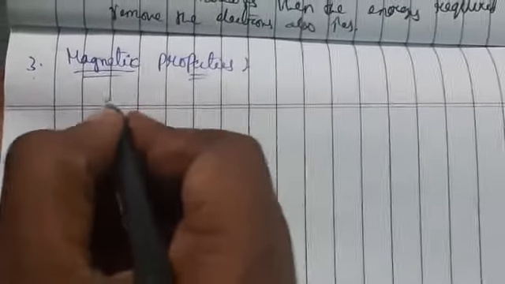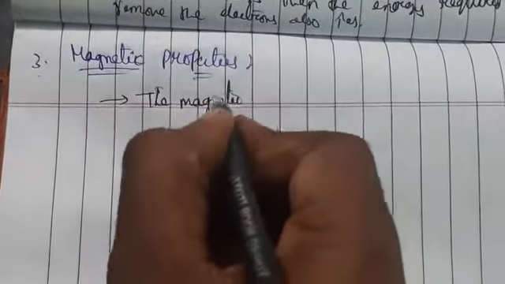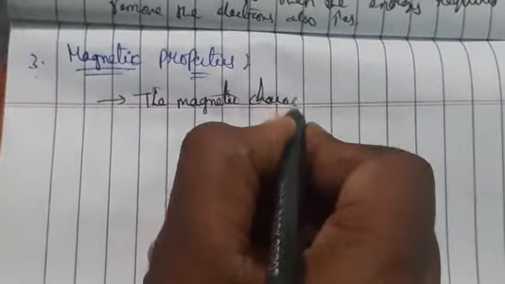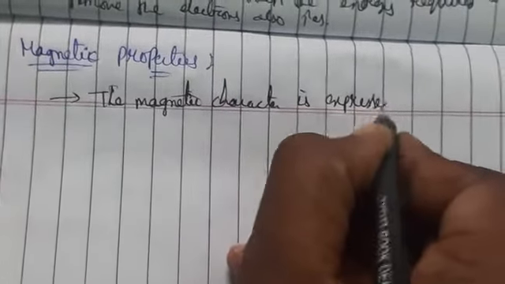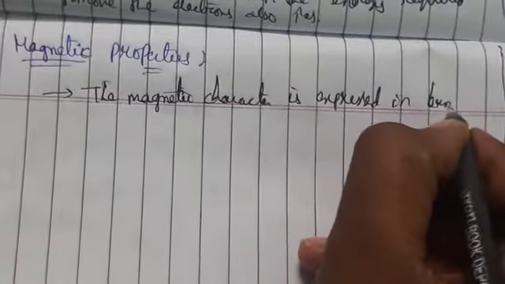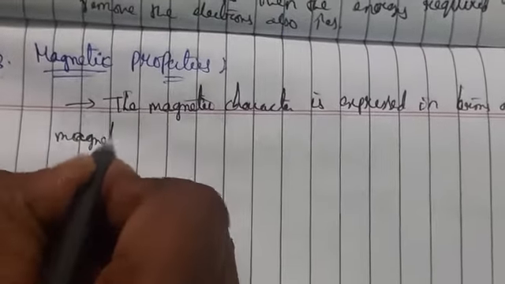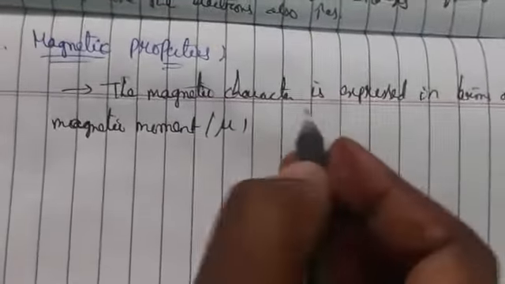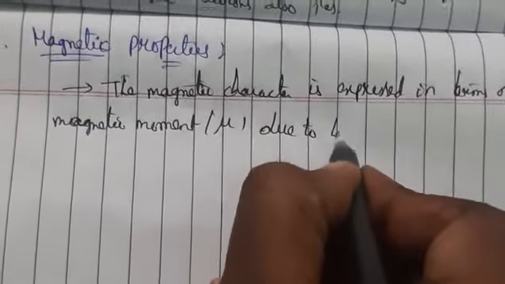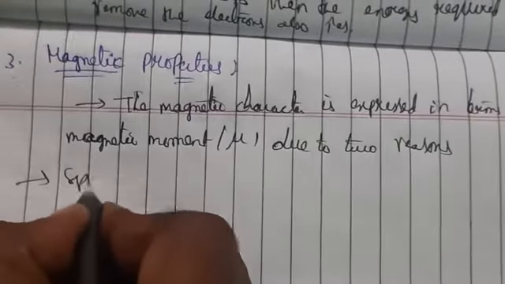So here the magnetic character is expressed in terms of magnetic moment, which is denoted by mu. Okay, so due to two reasons. What are the two reasons here? One is spin magnetic moment.